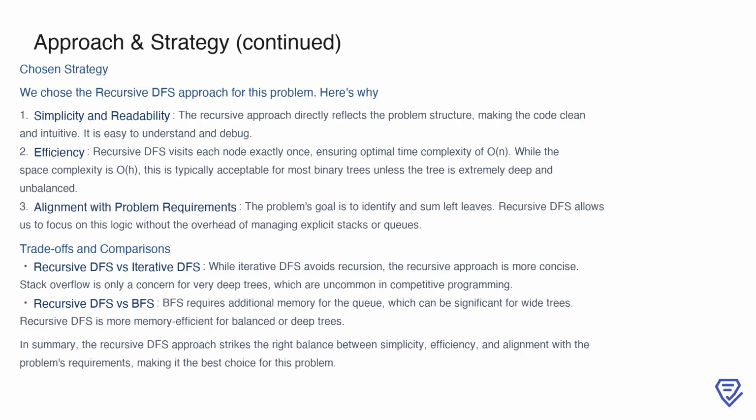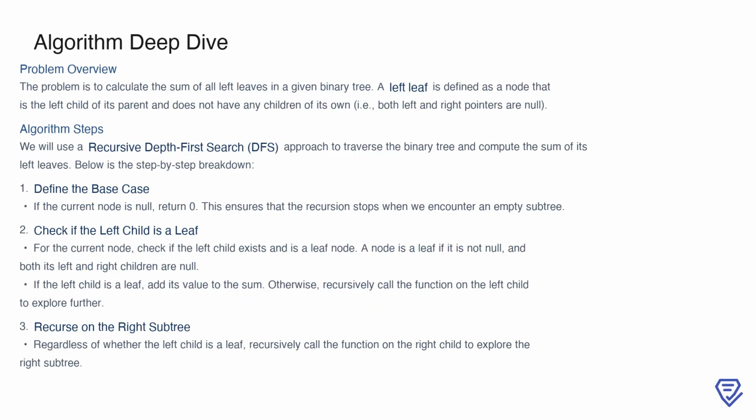In this problem, we're tasked with calculating the sum of all left leaves in a binary tree. A left leaf is any node that is the left child of its parent and has no children of its own, meaning both its left and right pointers are null. To solve this, we'll use a recursive depth-first search, or DFS, which is particularly well suited for tree traversal.